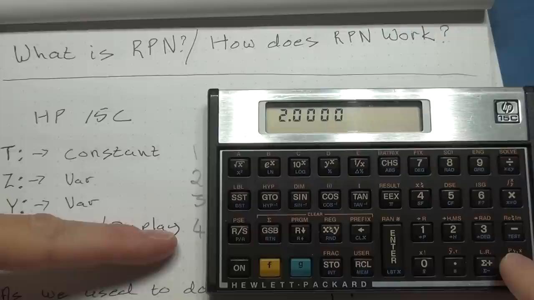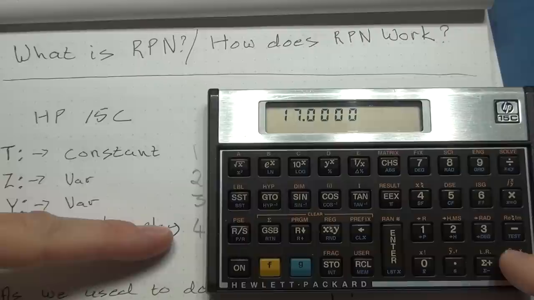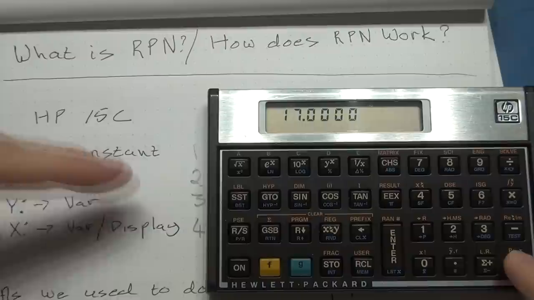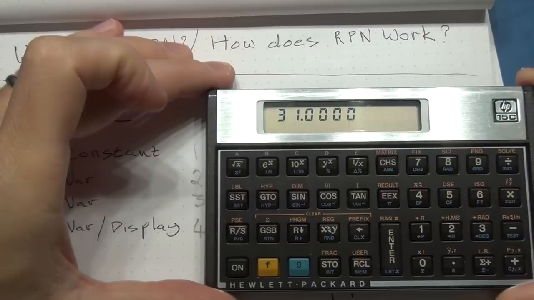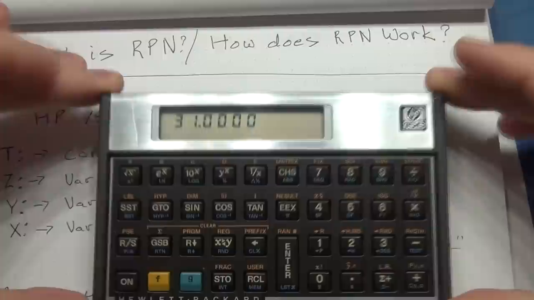What's the next in line? The 14 has now come down, and that's added to the 17. And if we push again, of course, the 14 has now filled up the stack because it was sitting in T as a constant. It's now going to add 14 to the result. So that is literally how the stack works on the 15C.